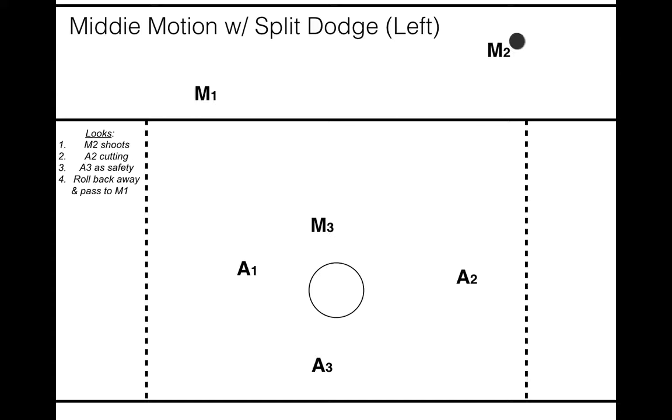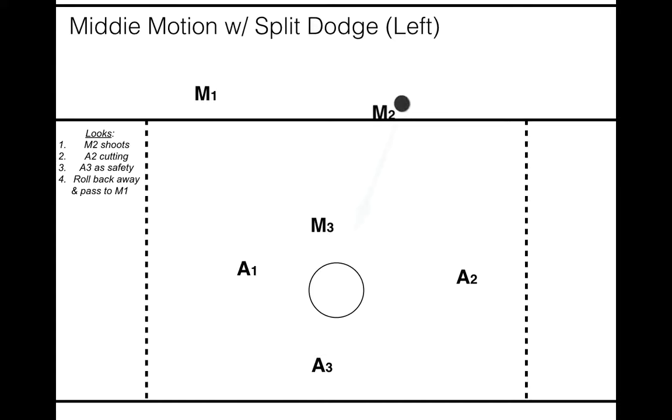He's going to have several looks. His first look when dodging is going to be to shoot and score. His second look will be A2 cutting in front of the crease. His third look will be A3 rotating out to A2's spot. And last, he can roll back away and pass up top to M1. Again, these are two triangles that will be moving based off of this midfielder's dodge initiation.